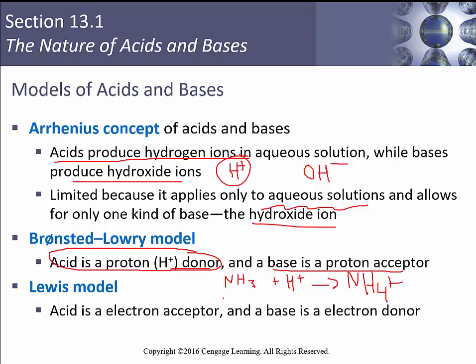So our ammonia is acting like a base. And the Lewis model is the most general of all, and it says that an acid is an electron acceptor, whereas a base is an electron donor. Right? And so now you're looking at things from an electron's point of view. And that's the most generalizable, and it works in things that are not aqueous solutions.